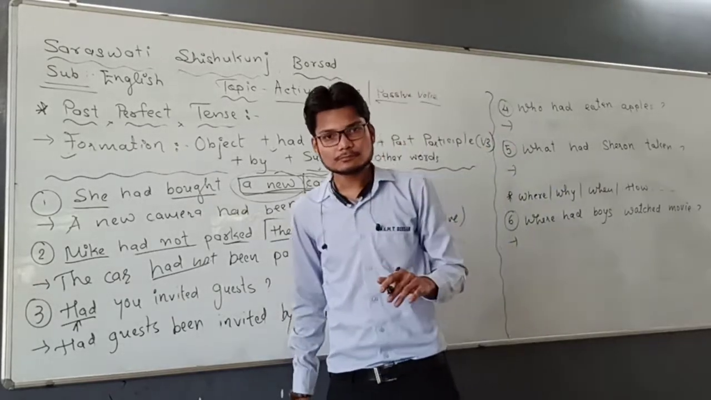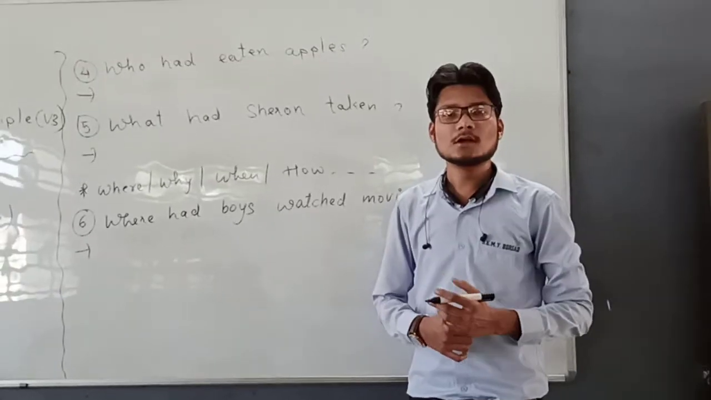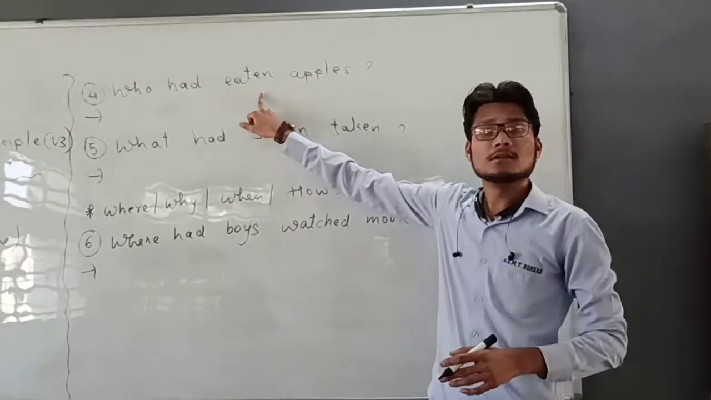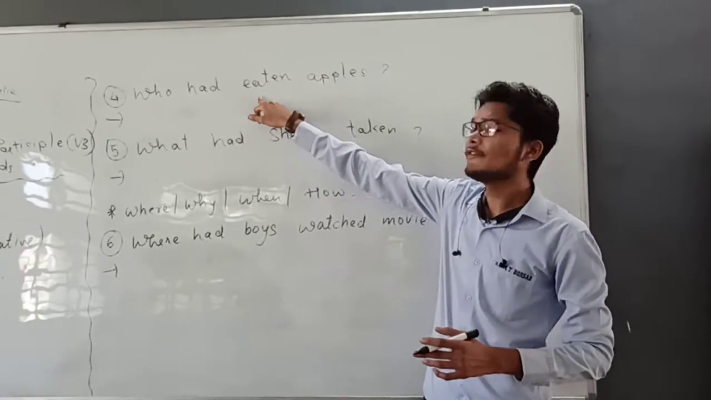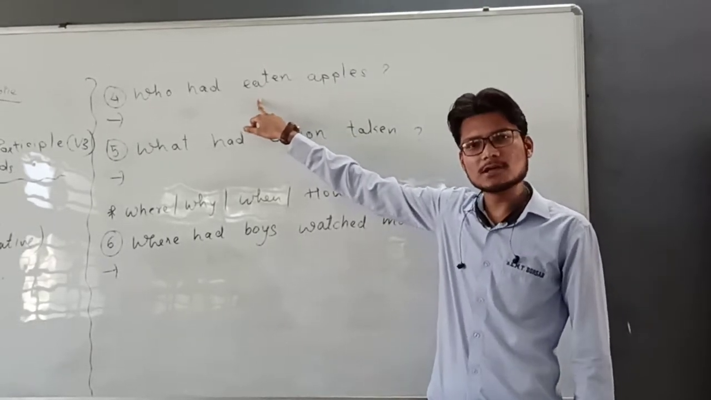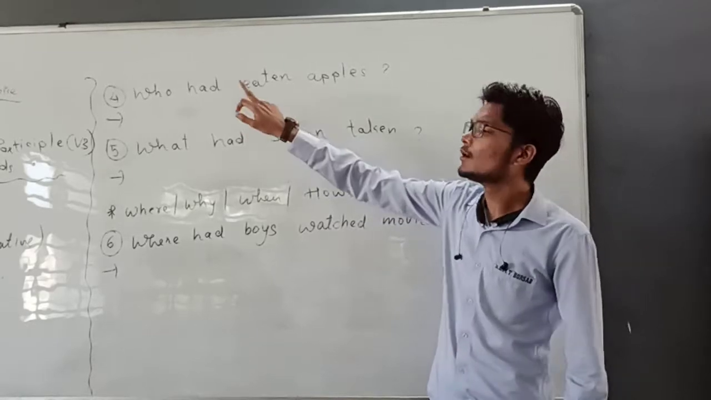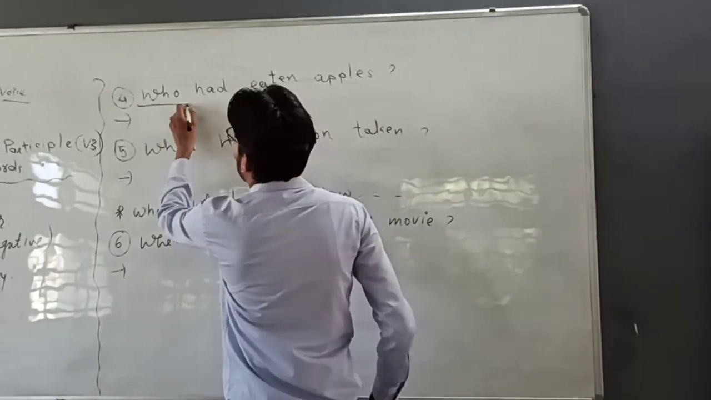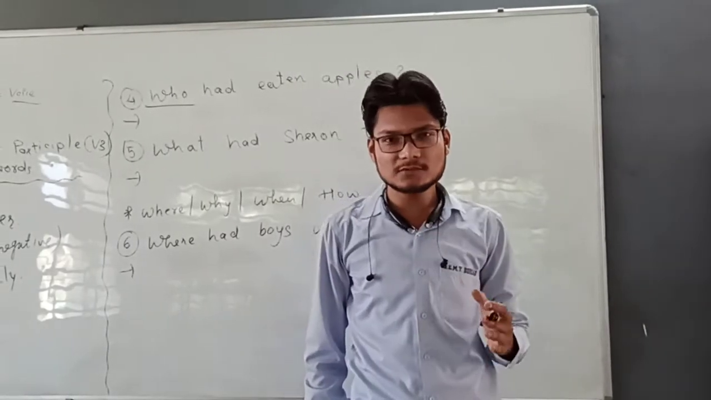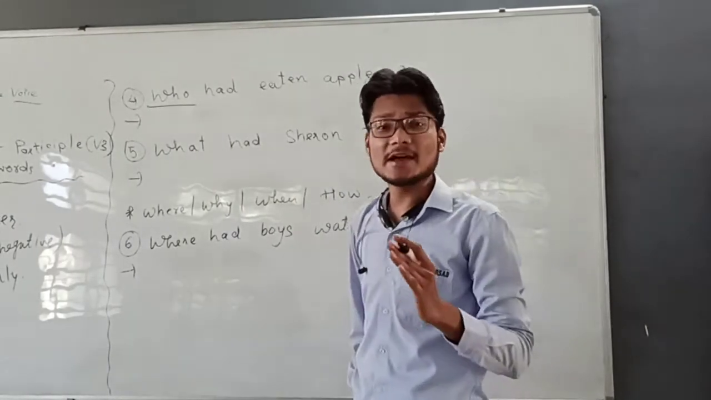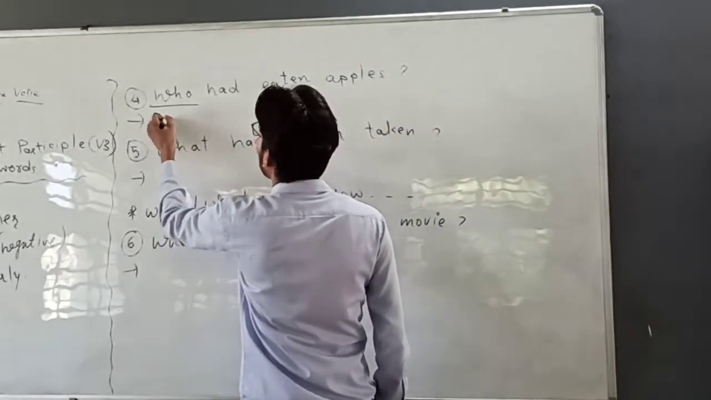Now here, this is also an interrogative sentence, but this is starting from "who". If your question is starting from "who", at that time what do you have to do? When your question is starting from "who" and you have to make a passive voice for this, simply in the very beginning add "by whom".